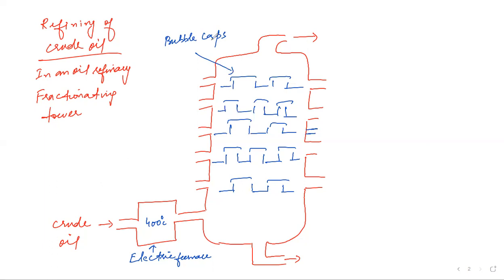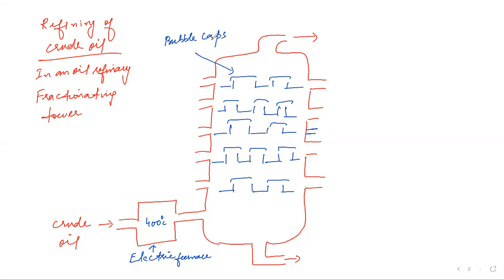An electric furnace uses electricity to produce heat energy, so there will be no need of oxygen for heating. If we use a gas furnace or coal furnace, coal and gas need oxygen to burn. So in the presence of oxygen, crude oil will start burning, and we have to avoid combustion of crude oil.